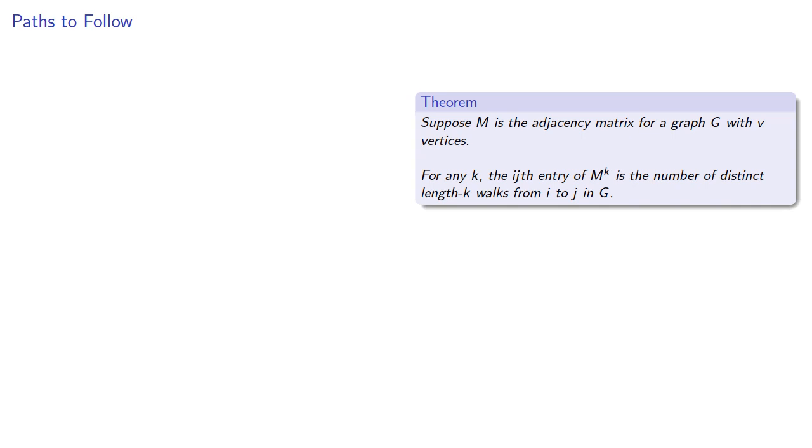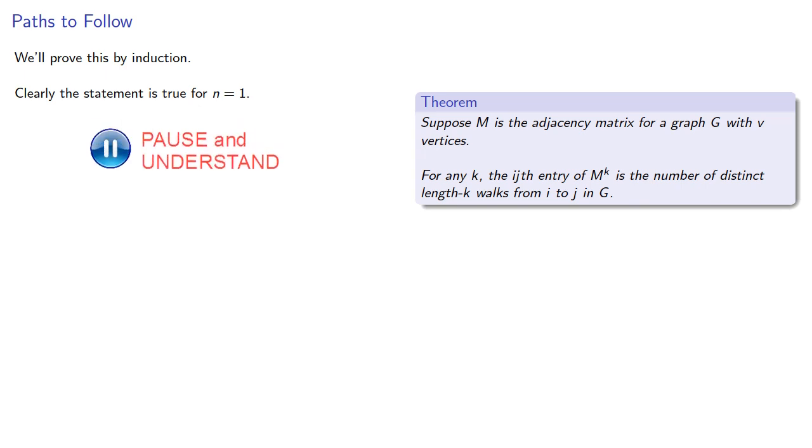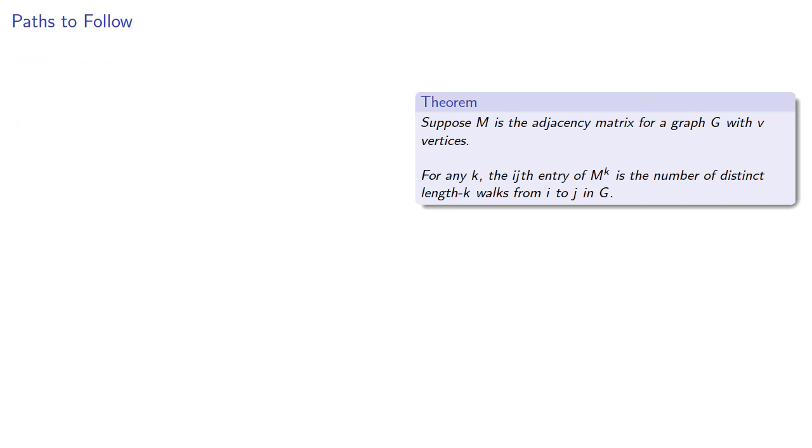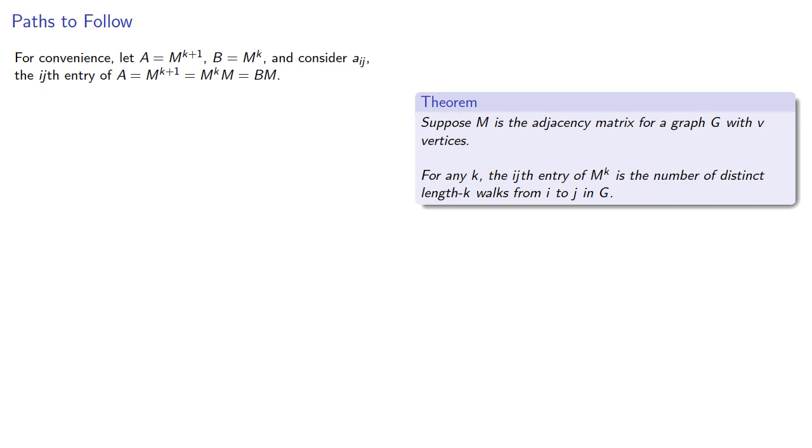Now, just to keep my mathematician card current, let's go ahead and prove this theorem. And because we're doing a repeated multiplication, this is the type of thing we'll prove by induction. Clearly, the statement is true for n equals 1. Now, suppose the statement is true for n equals k. For convenience, we'll let A be M to the k plus 1. We'll let B equal M to the k, and consider Aij, the ijth entry of M to the power k plus 1, which is M to the k times M, or we'll call this BM. Trust me, if we try to do this any other way, we're going to drown in a sea of subscripts.